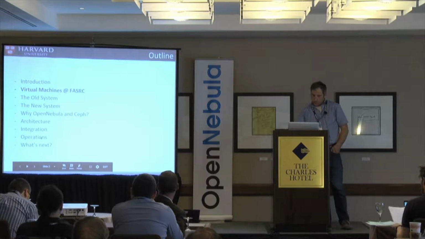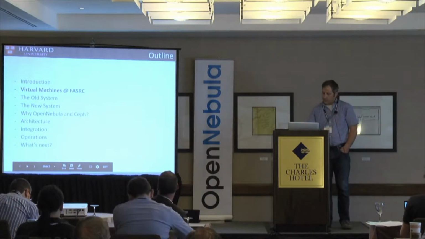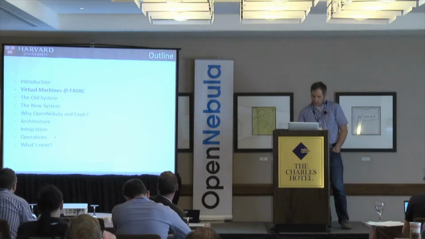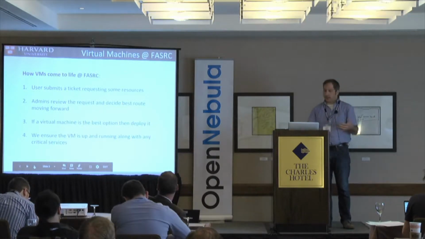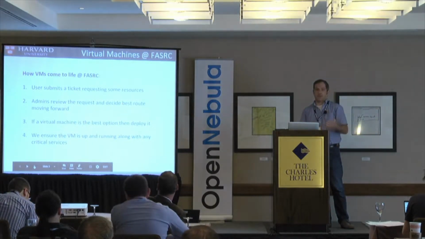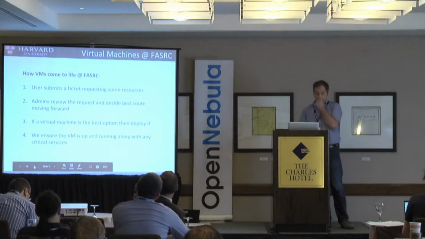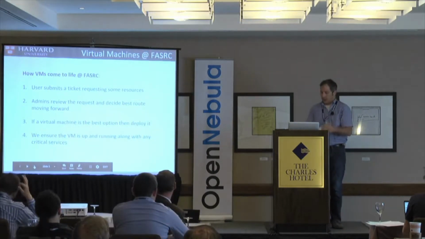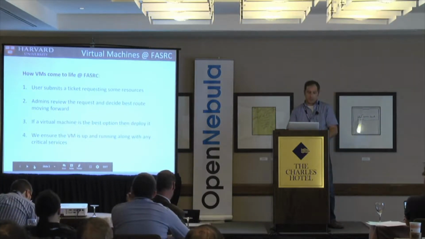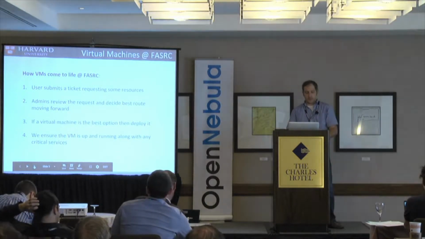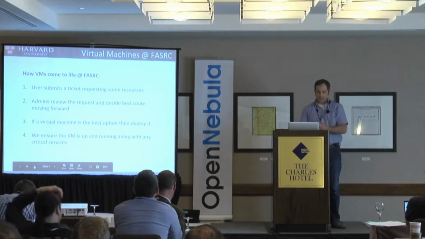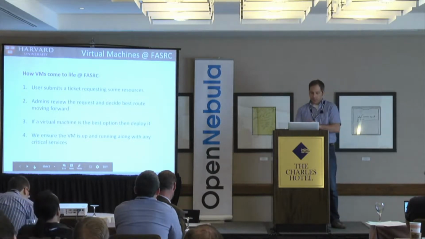Just to start off, we'll talk a little bit about virtual machines at FastRC. As you saw, we have a lot of bare metal compute. We maintain a massive Slurm cluster along with a lot of fast scratch storage and a ton of lab space storage as well. But in addition to all of that, users also have special needs that don't really fit that mold. So we'll get tickets from users wanting to set up some special service that doesn't quite fit in with the bulk of our infrastructure.